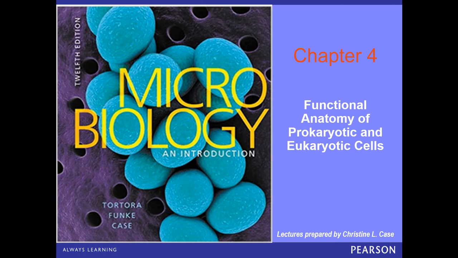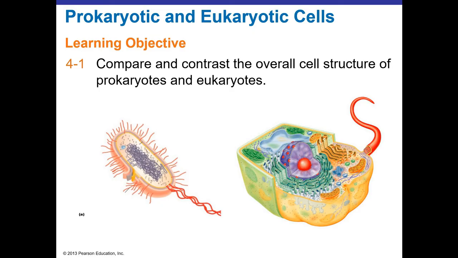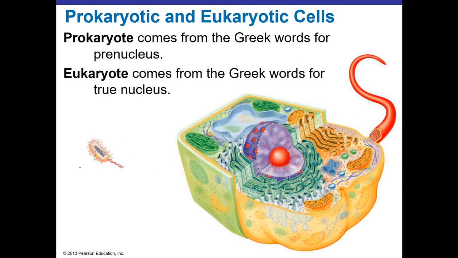Today we're going to cover Chapter 4, the functional anatomy of prokaryotic cells. The chapter does also go over eukaryotic cells, but our focus is going to be on the prokaryotic organisms. When we look at a prokaryote and a eukaryote side by side, oftentimes people see them as the same size because we're trying to emphasize the features of both. However, if we compare prokaryotes and eukaryotes, we see they're actually very different in size. This is a more realistic representation.